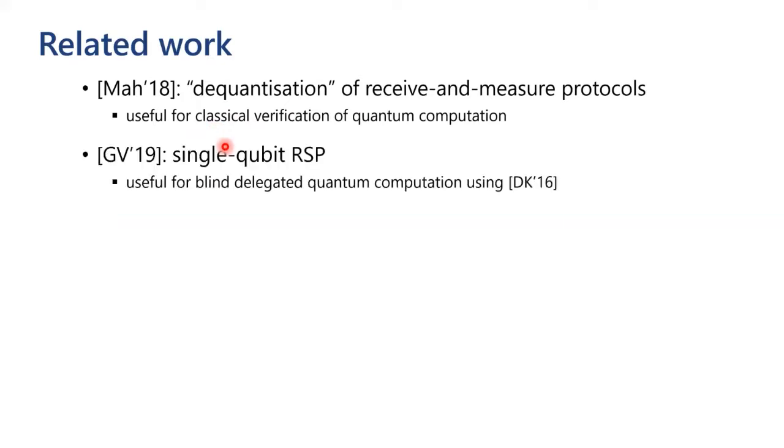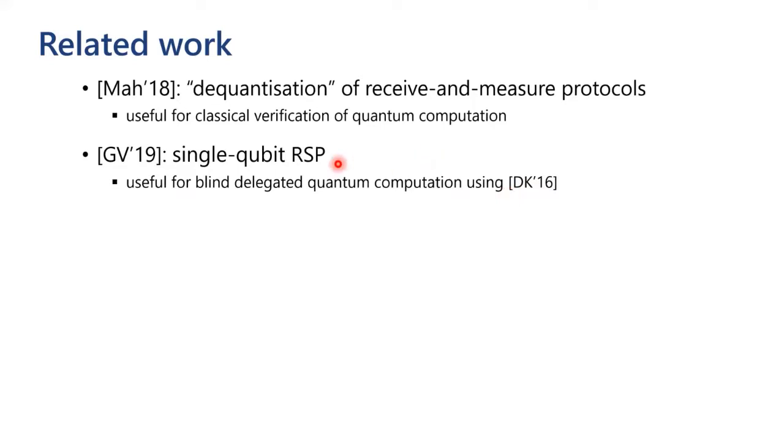Now, the first work that really considered these prepare and send type protocols that I've been talking about, where Alice sends random BB84 states to Bob, is this work of Gheorghiu and Vidick. And what they construct is a single qubit RSP protocol. So precisely what I've been talking about, but just for a single qubit without any tensor product structure. And this turns out to be sufficient for dequantizing blind delegated quantum computation. But this is only possible because there's this prior work here which showed that a certain composable notion of single qubit RSP is sufficient for that.